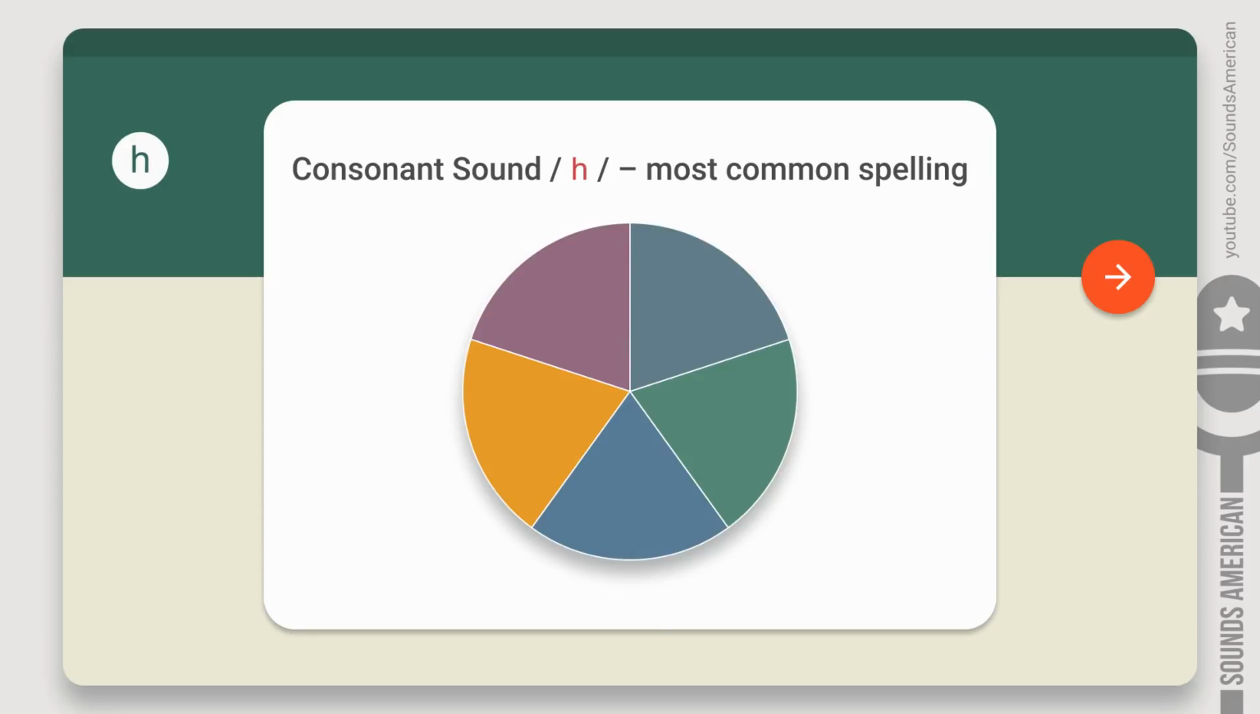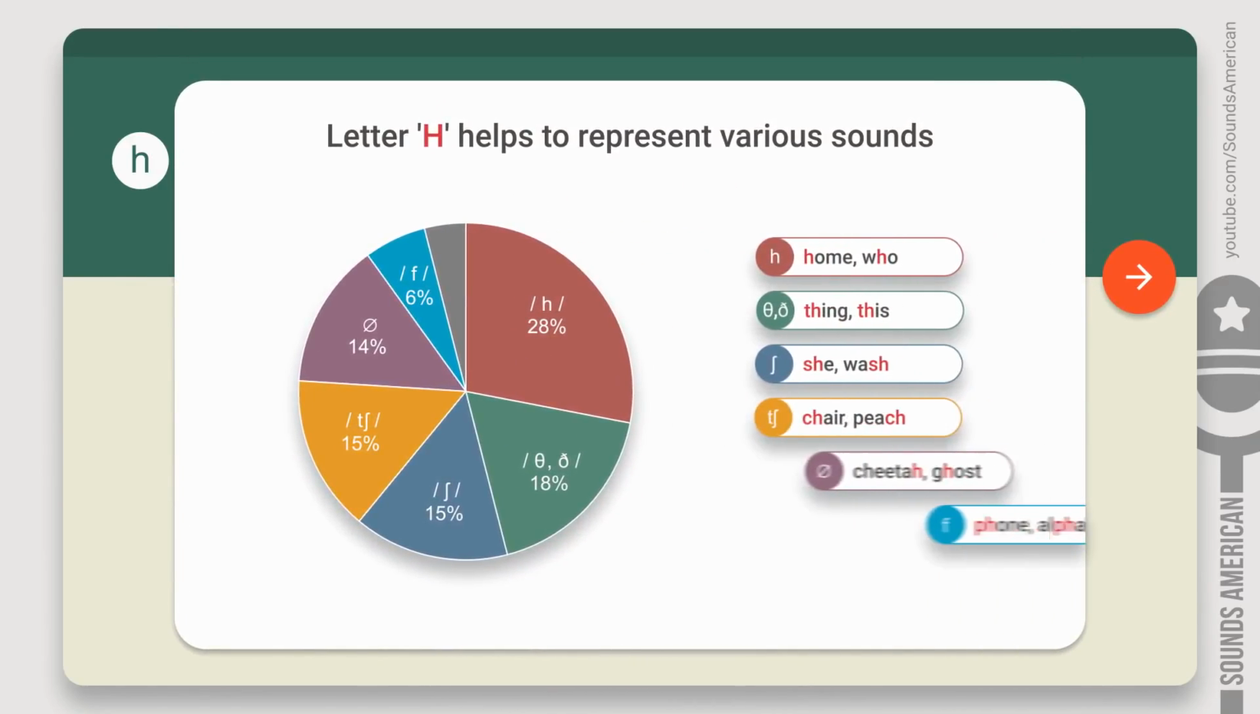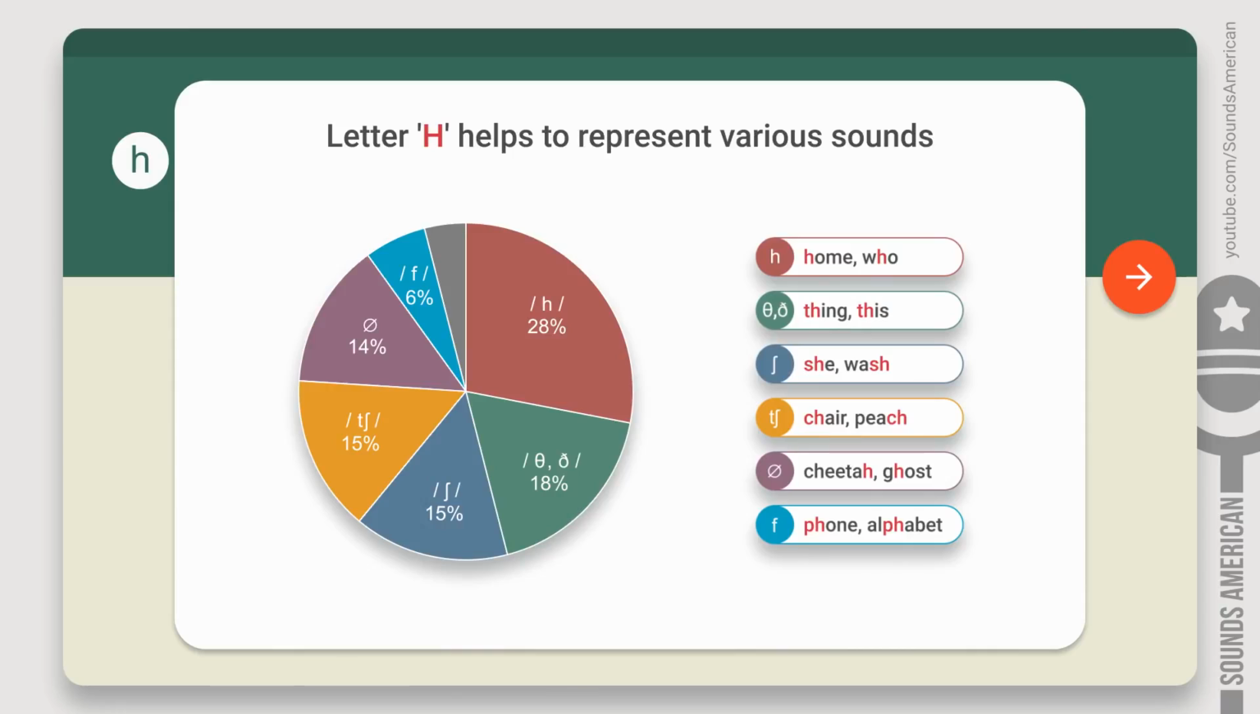In English, if a word has the h sound, it's always represented by the letter H. However, the opposite is not true. A letter H in a word may help to represent a number of different sounds, or sometimes the absence of sounds. Take a look. Most often, the letter H represents the h sound, like in the words home or coo.